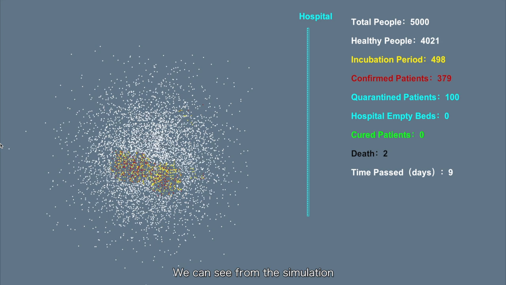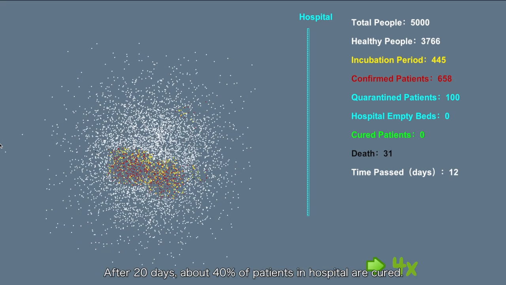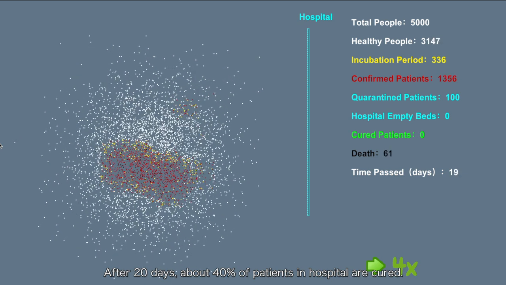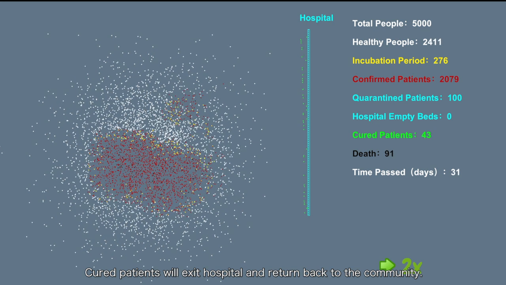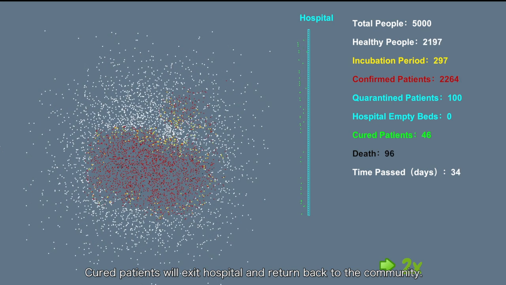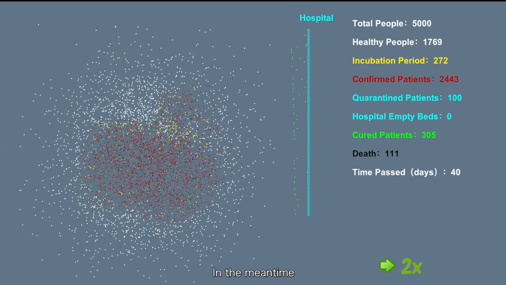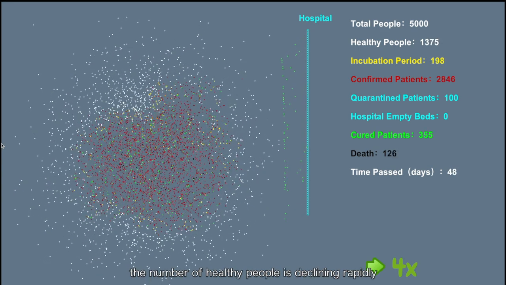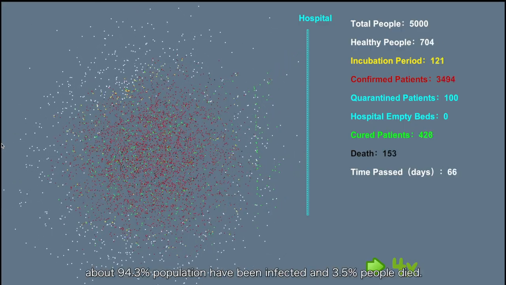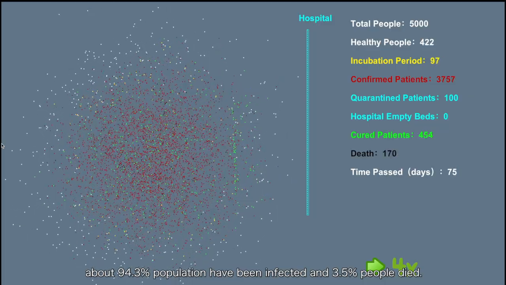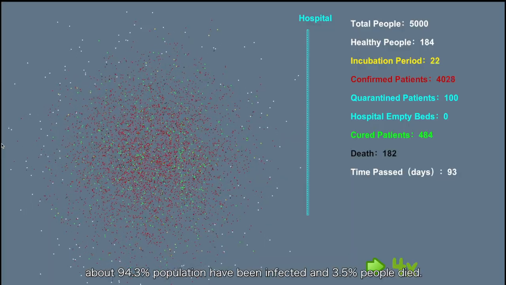We can see from the simulation that death appears after about 10 days. After 20 days, about 40% of patients in hospital are cured. Cured patients will exit hospital and return back to the community. After 40 days, some patients recover naturally. In the meantime, the number of healthy people is declining rapidly. After 90 days, about 94.3% population has been infected and 3.5% people died.